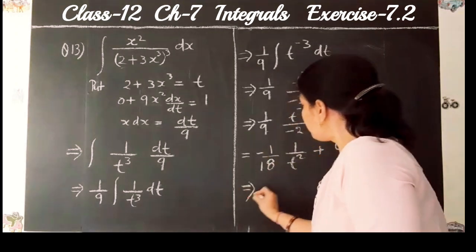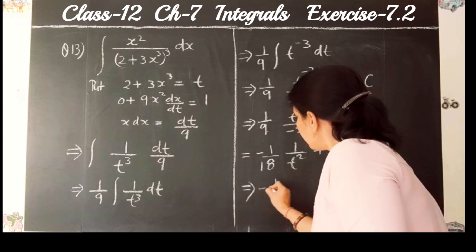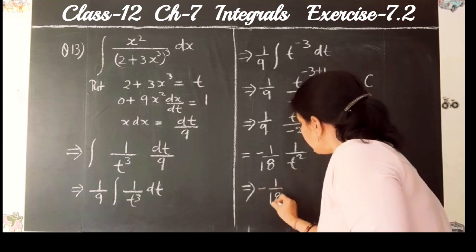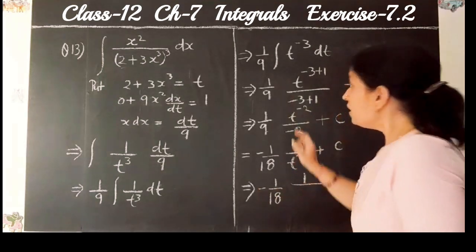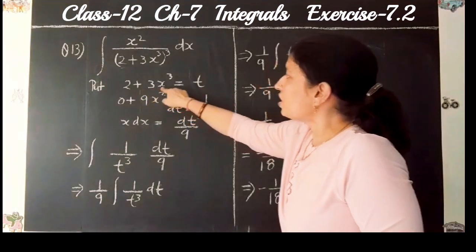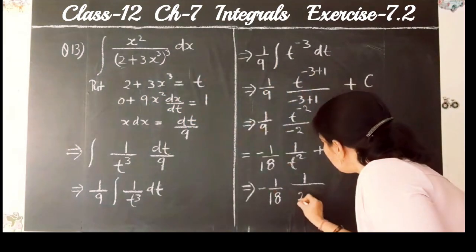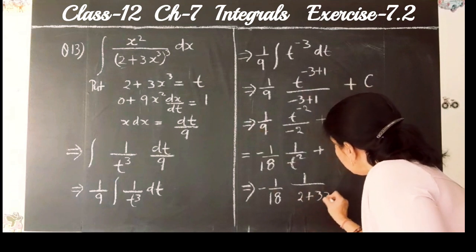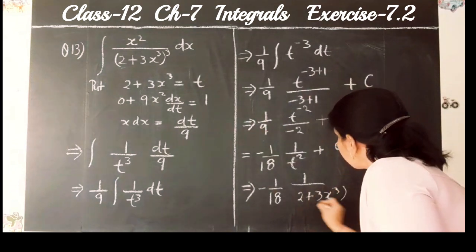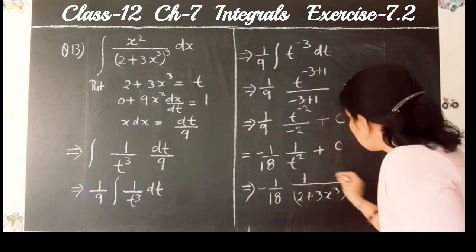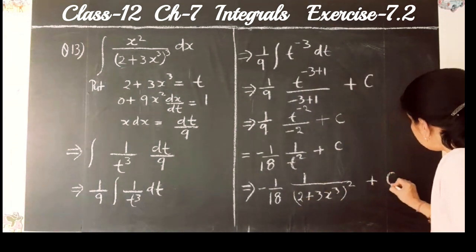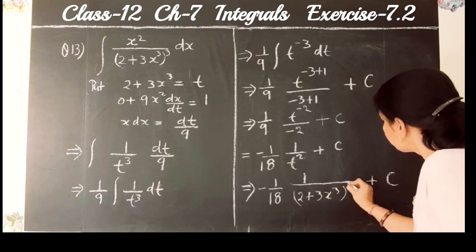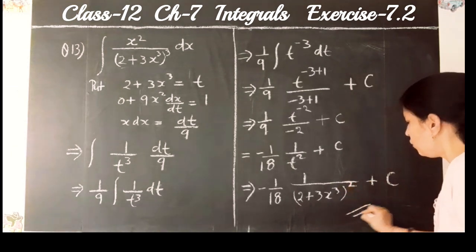Now put the value of t. First write minus 1 by 18, then write 1 by t, where t is equal to 2 plus 3x cube. So write here 2 plus 3x cube, then here it is square. So write here square and write a constant c. So this is your answer.